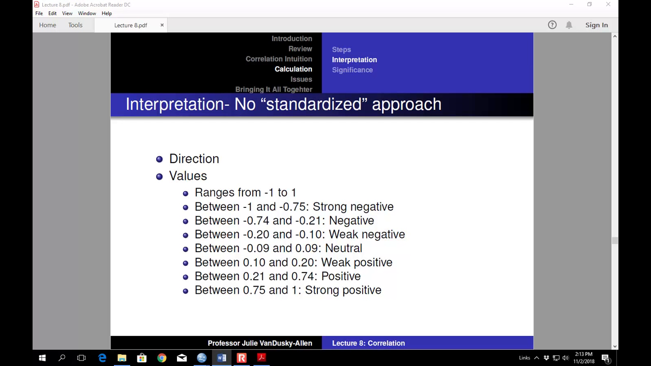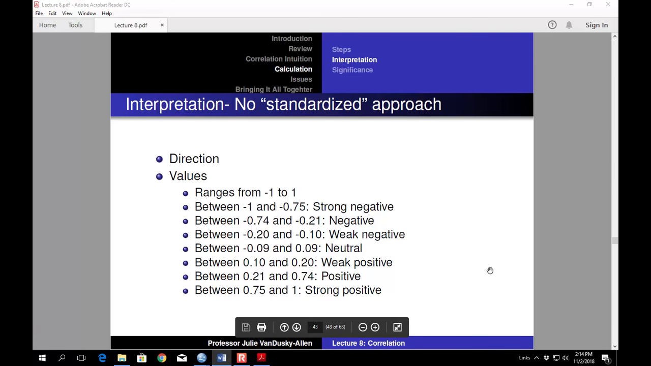If the correlation coefficient is between 0.1 and 0.2, then you should say that there's a weak positive relationship between the two variables. This means as one variable increases, the other variable sometimes increases. If the correlation coefficient is between 0.21 and 0.74, then you should say there's a positive relationship between the two variables. This means as one variable increases, the other variable often increases. If the correlation coefficient is between 0.75 and 1, then you should say that there's a strong positive relationship between the two variables. This means as one variable increases, the other variable almost always increases.